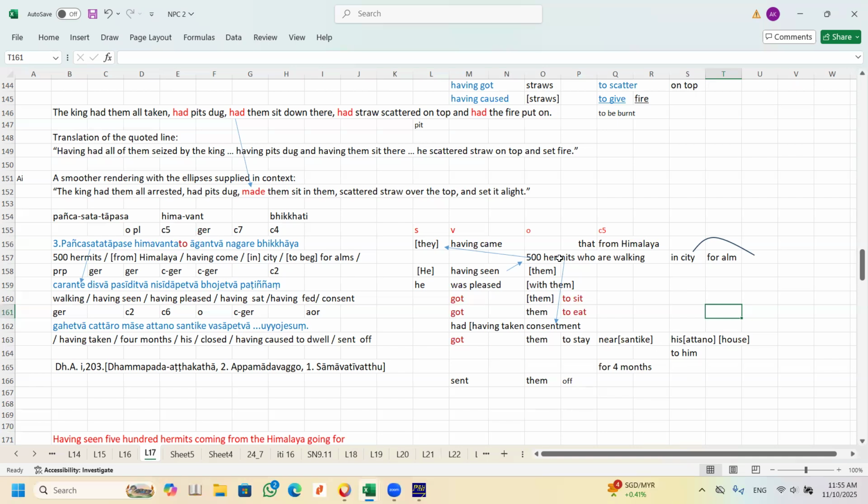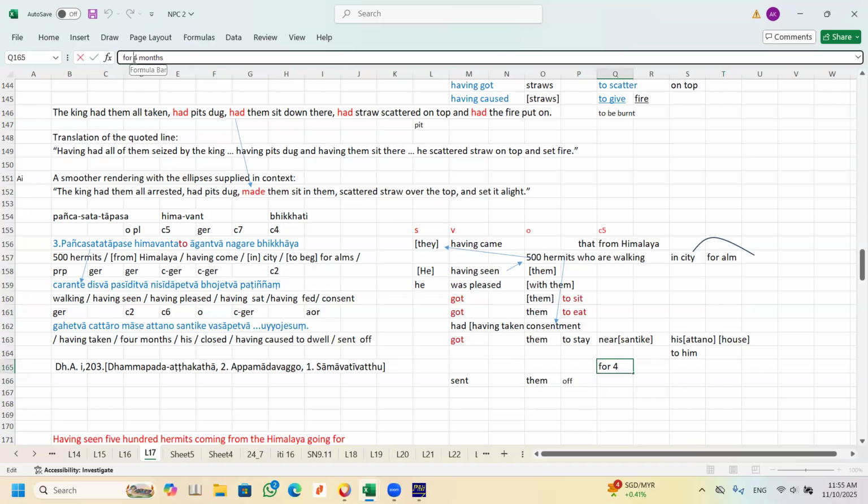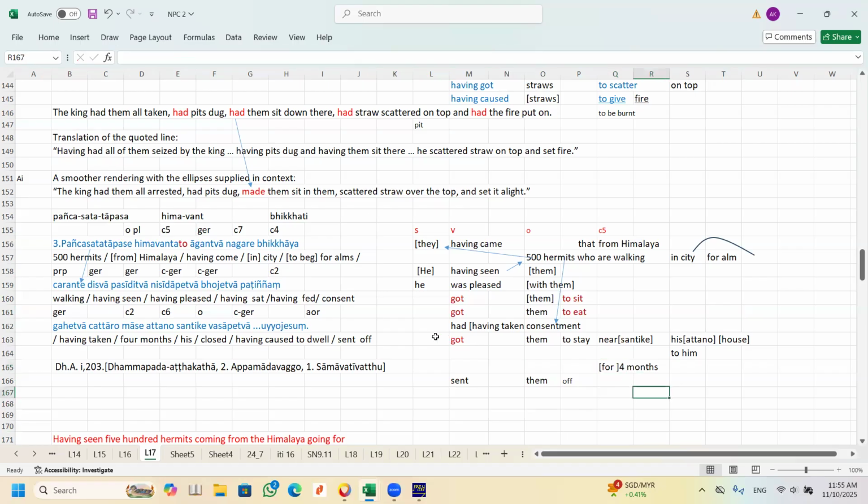Because you get them to stay for 4 months, in this case this is just 4 months, so I add the word "for": for 4 months. In English, we have to do something like that. This is not in the structure of the sentence. That means this man wants the monk and the hermit to stay for 4 months. After 4 months, he sends them off. So this is how you should structure it.